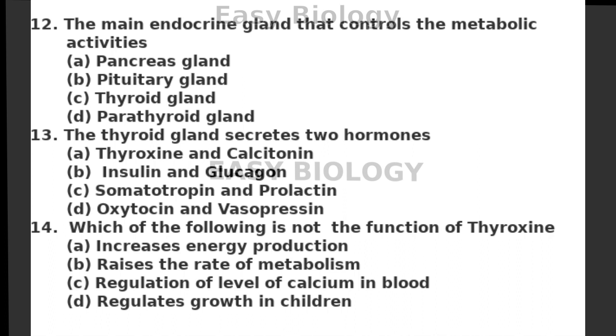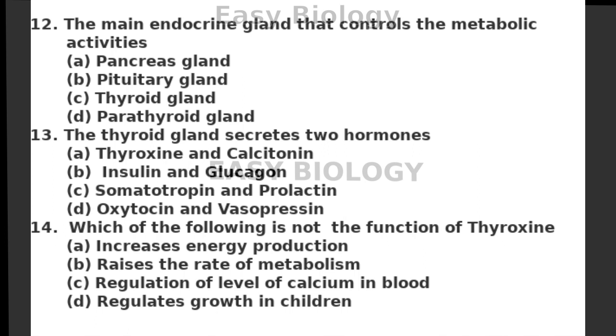Question number 13. The thyroid gland secretes two hormones. A. Thyroxine and calcitonin. B. Insulin and glucagon. C. Somatotropin and prolactin. D. Oxytocin and vasopressin. The answer is thyroxine and calcitonin.